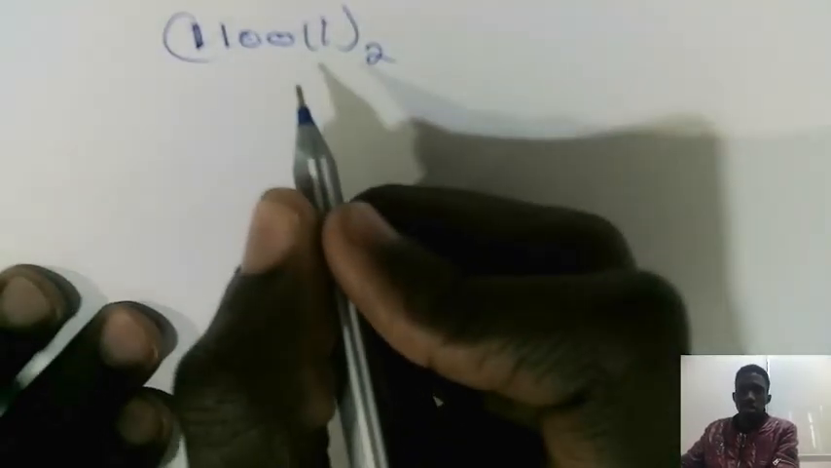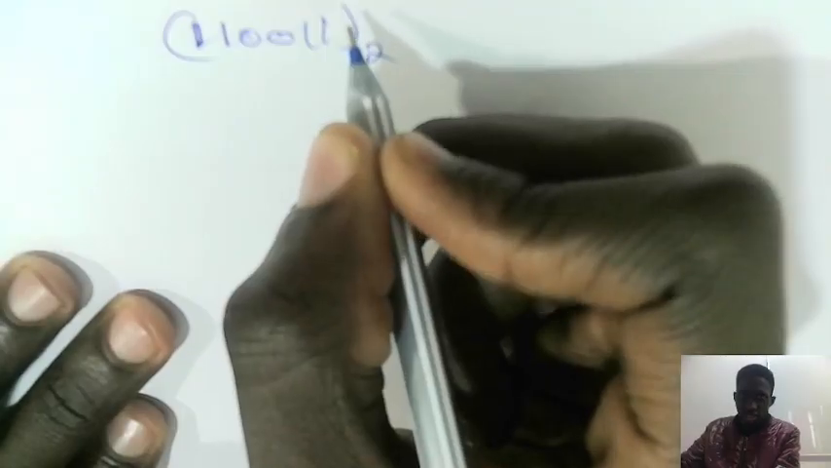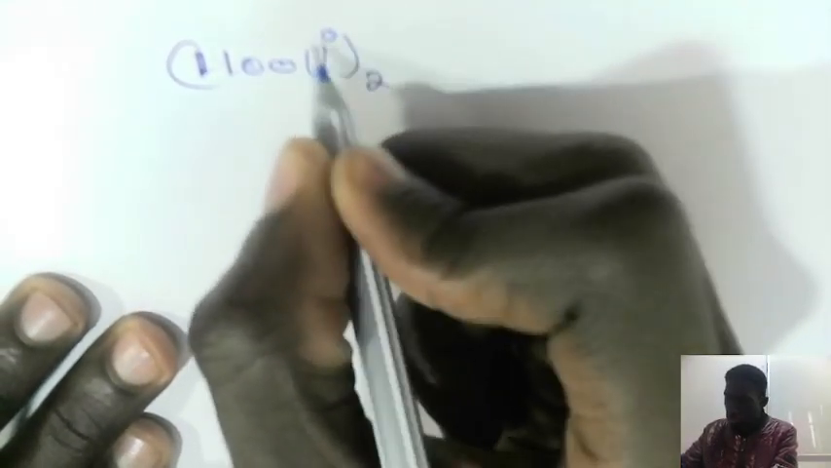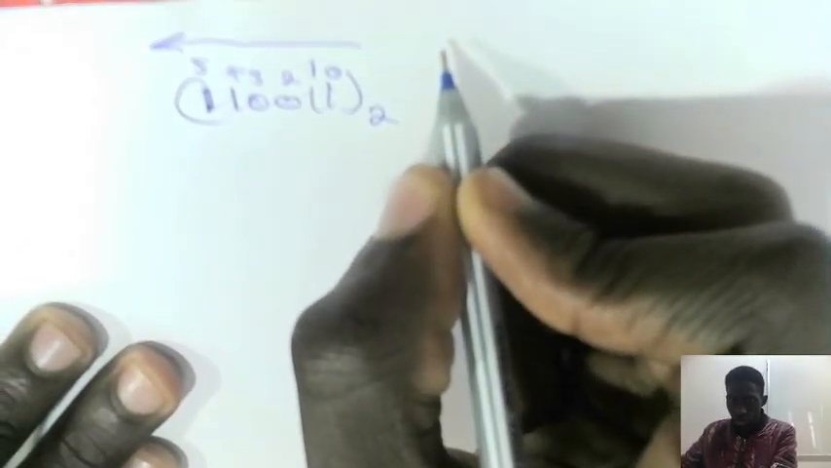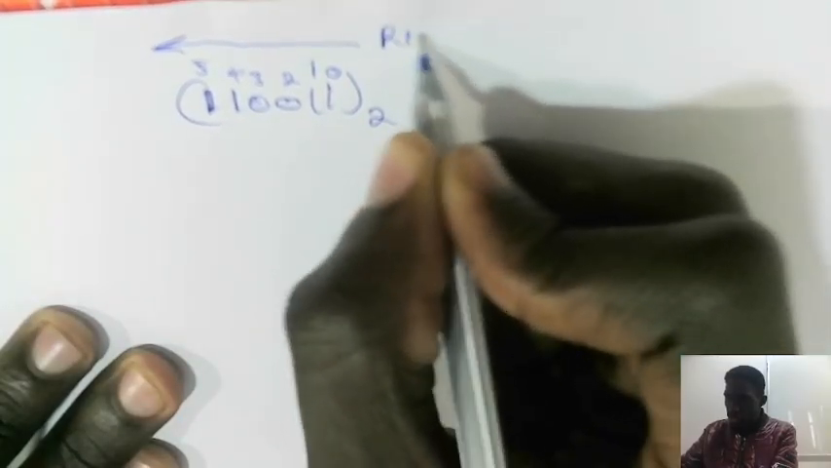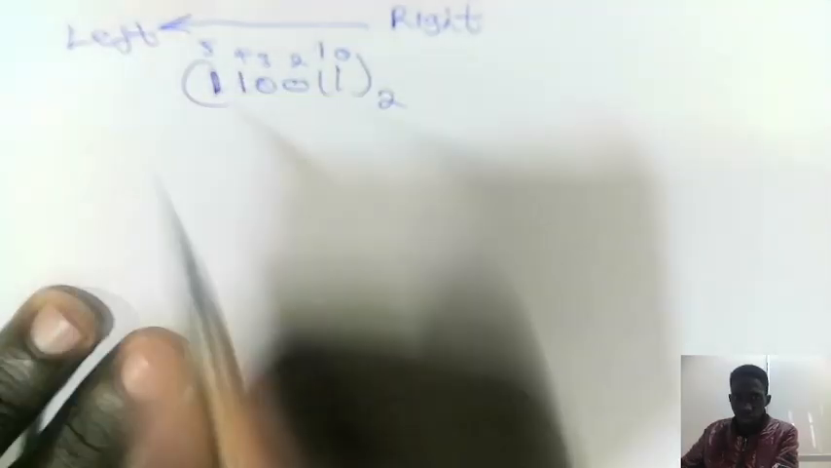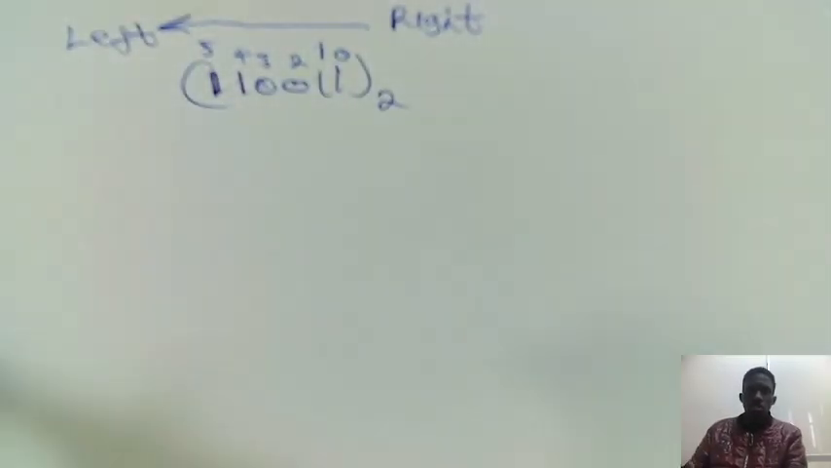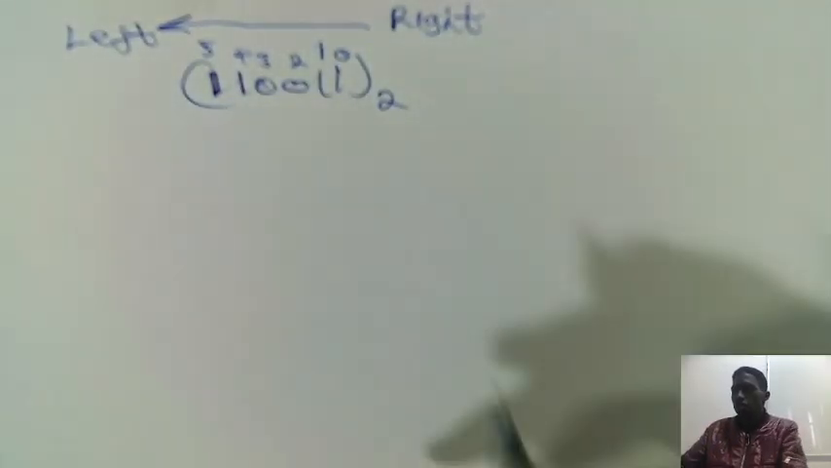How do we do it? The first step you're going to take is that you are going to number each digit. So you're numbering it like this: 0, 1, 2, 3, 4, and 5. So you start numbering from your right to your left. So you move from the right to the left. So you number it like that: 0, 1, 2, 3, 4, 5.